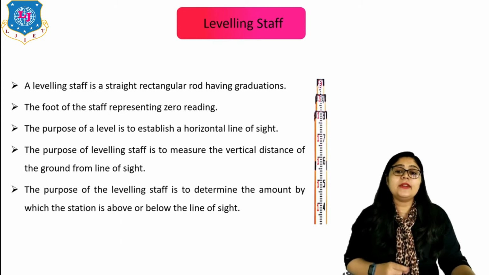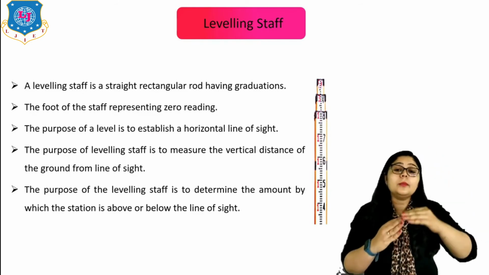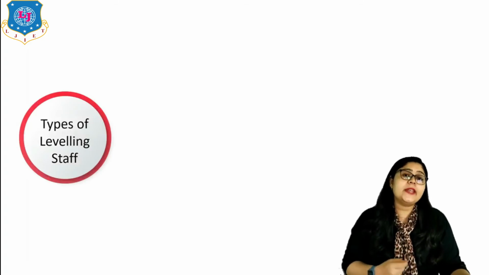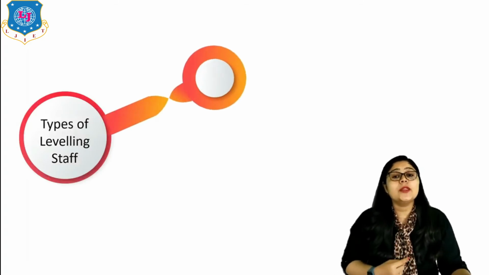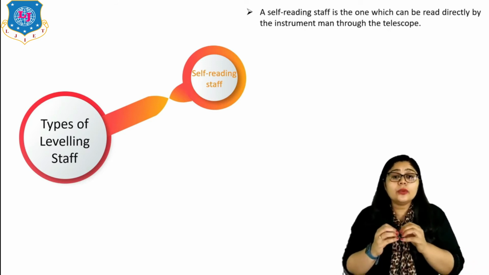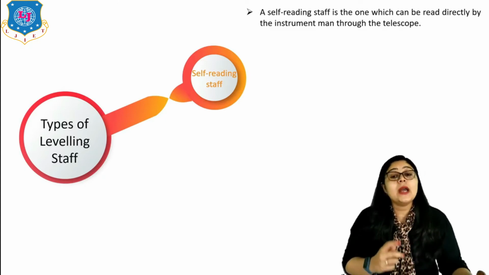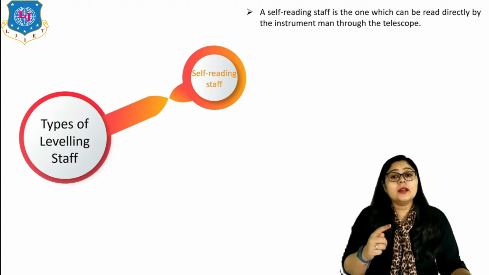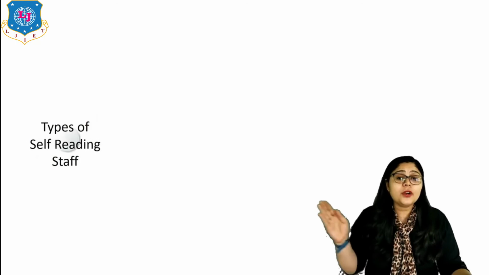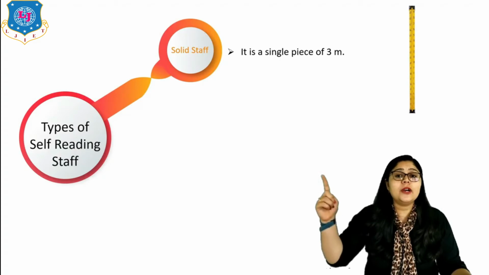The purpose of the leveling staff is to determine the amount by which the station is above or below the line of sight. Now let's understand different types of leveling staff. Basically it can be of two types, in which the first one is the self-reading staff. It means it can be read directly by the instrument through the telescope, right? Now the next topic is the types of self-reading staff.